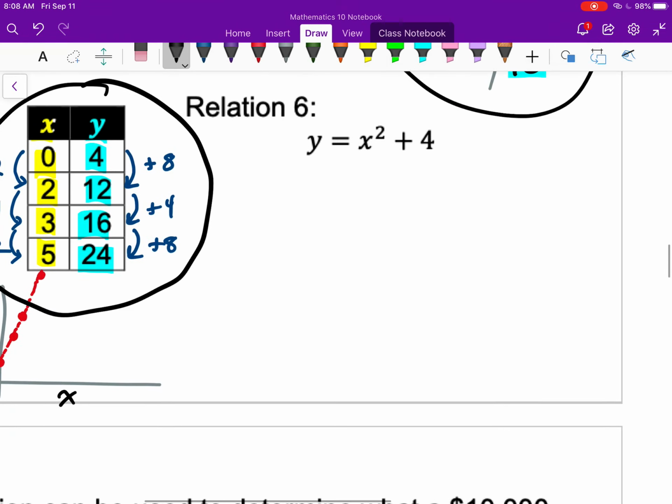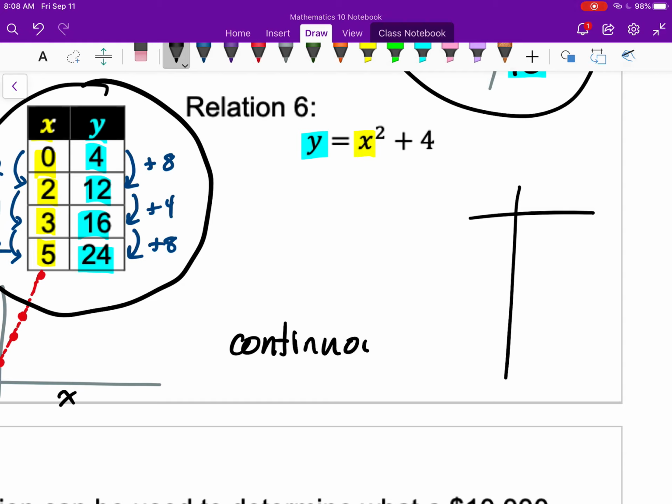All right, last relationship, a different equation. X squared plus 4 equals y. Again, x can be any number you want, so I will say right off the bat, even though I'm going to make a table, this will be continuous. The same reason as before. But is it linear or not? Well, let's pick some numbers for x and y. And why not be boring and pick the same numbers?